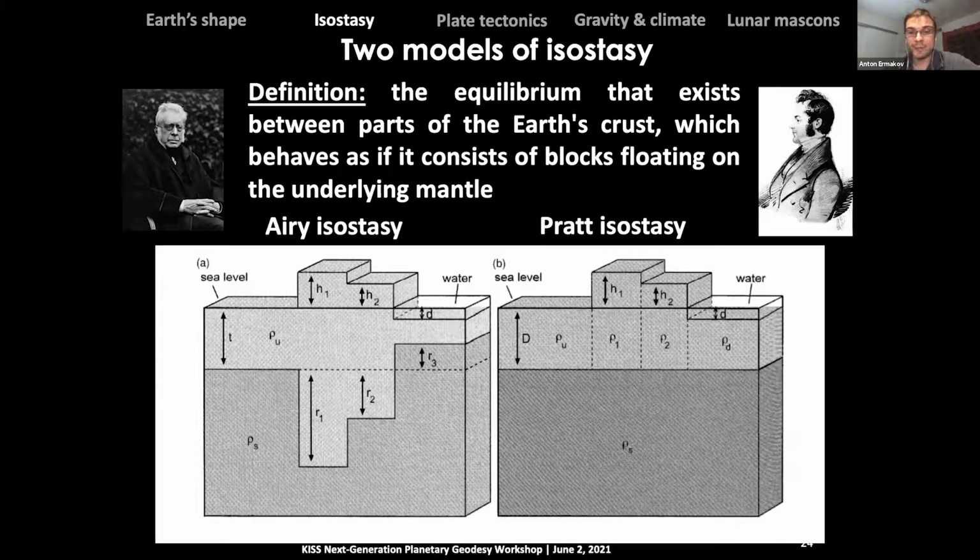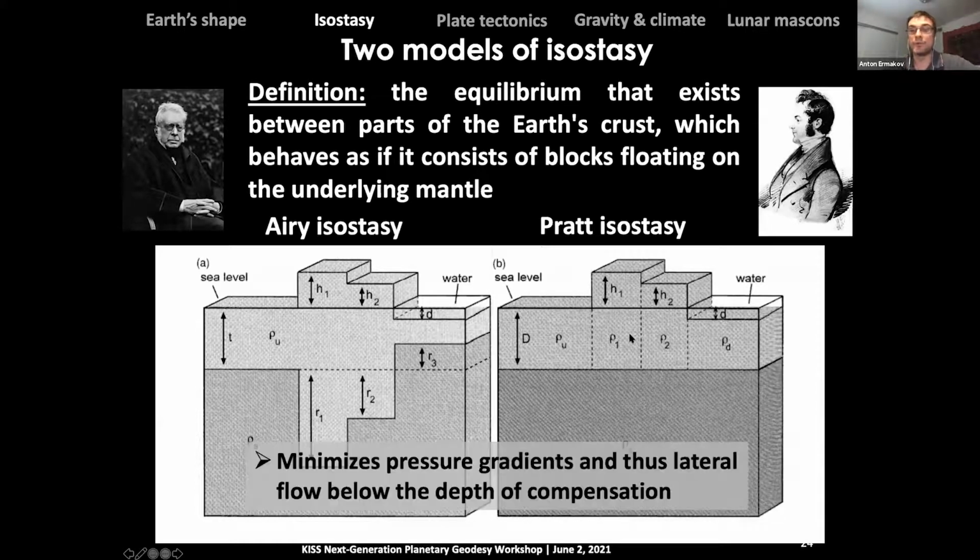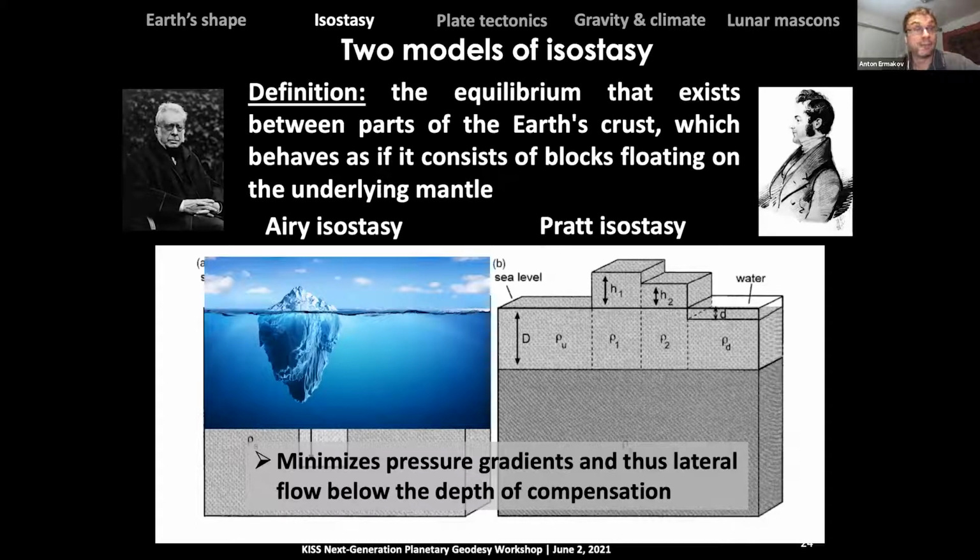In an isostatic model, the Earth's crust behaves as if it consists of blocks floating on the underlying mantle. Airy varied the thickness of the crust while keeping the crustal density constant, while Pratt varied the crustal density to maintain the total mass of the crustal columns. Isostasy effectively minimizes pressure gradients at depth, thus minimizes lateral flow below the depth of compensation. And a good analogy for Airy isostasy is just a floating iceberg.